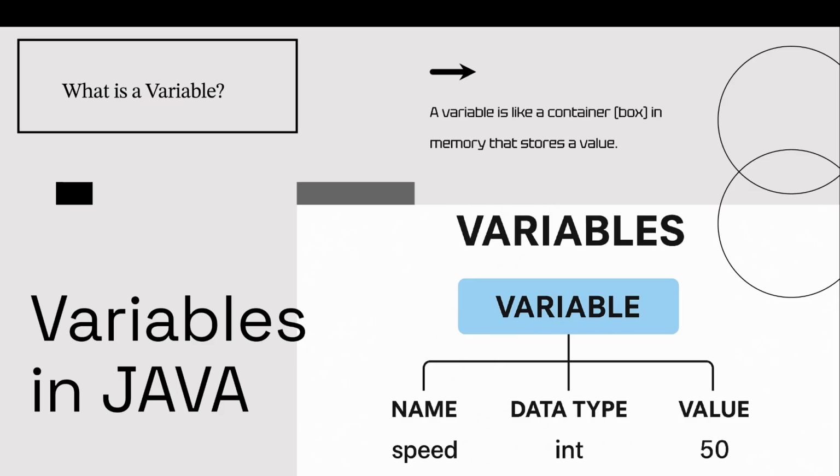So what is a variable? A variable is like a container box in the memory that stores a value. Until now we discussed the types, like which type of value to store, and a variable is a container box to store the actual value in memory. A variable has a name, like speed. We need one name. What is the data type? Int. What value do we need to store? 50. That is the variable.